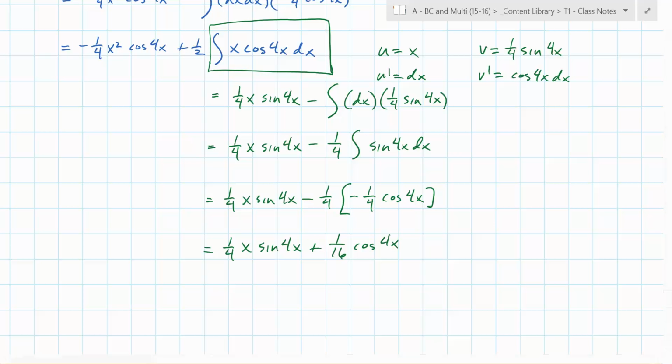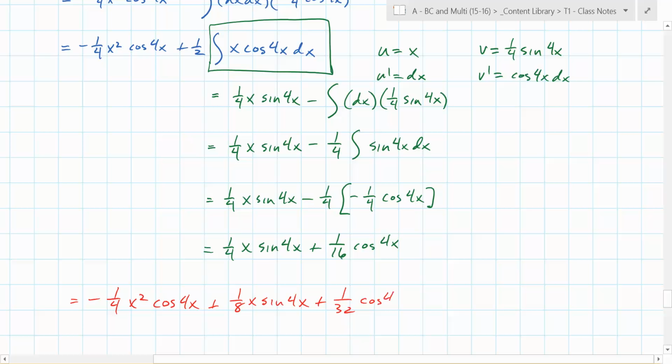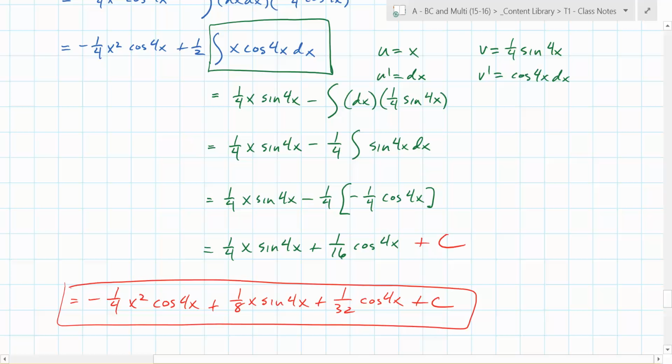So what's the final answer going to be? We'll go back to red here. We end up with negative 1/4 x squared cosine 4x plus 1/8 x sine 4x plus 1/32 cosine of 4x. What do we think about this? Plus what? Plus c. How do we feel about that?